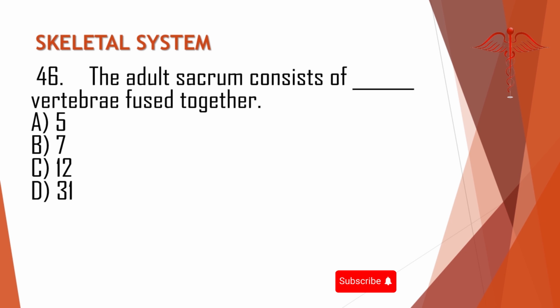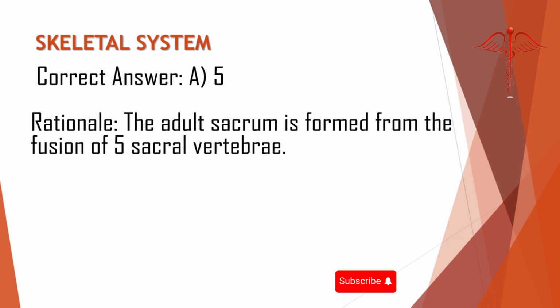46. The adult sacrum consists of dash vertebrae fused together. A. 5. B. 7. C. 12. D. 31. Correct answer: A. 5. Rationale: the adult sacrum is formed from the fusion of 5 sacral vertebrae.